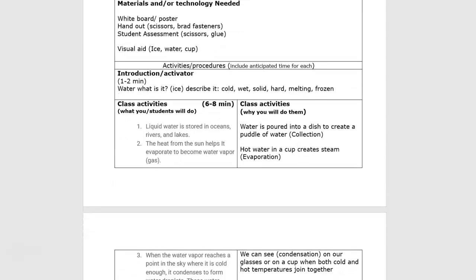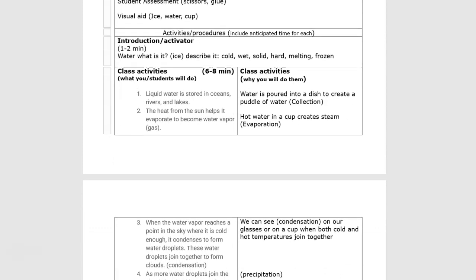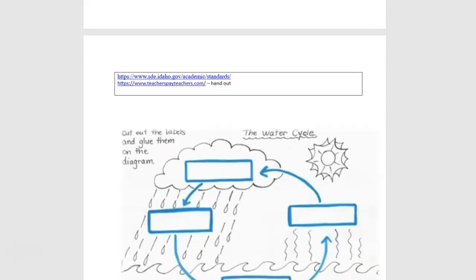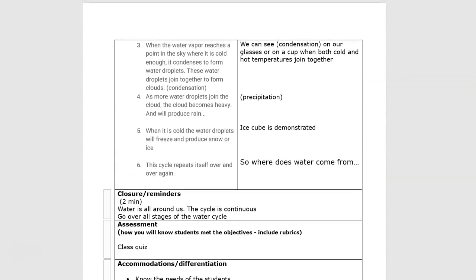The class activity that I would engage in is to talk about the different stages of water and how liquid is stored in oceans, rivers, and lakes. It is then heated up to what is known as evaporation. When the water vapor reaches a point in the sky, it becomes cold enough and creates condensation, when heat and cold connect.